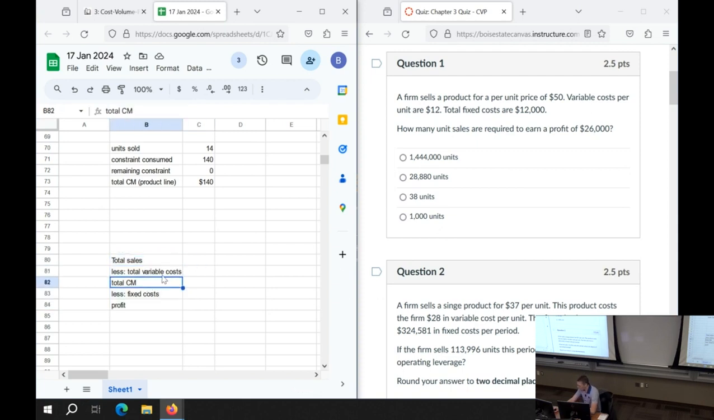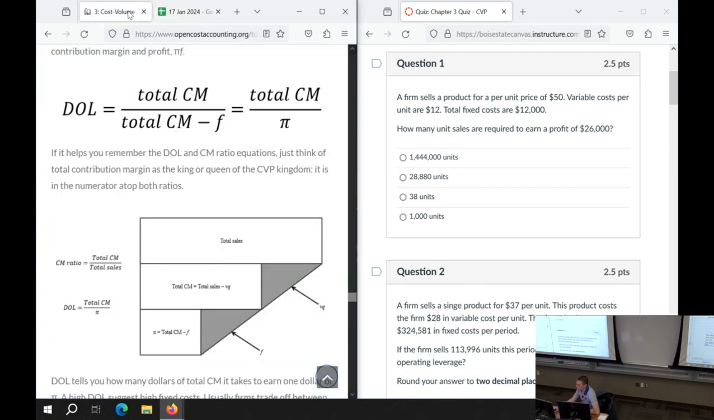And so what I'm saying is CM ratio expresses this top part of our contribution margin style income statement. Degree of operating leverage expresses the other half. And so the two move in harmony typically. I'll explain that in a second.